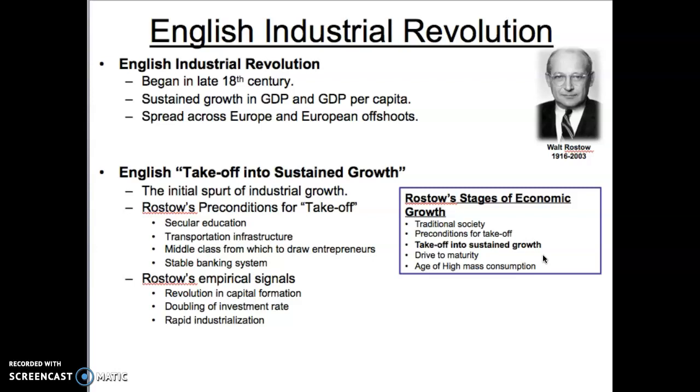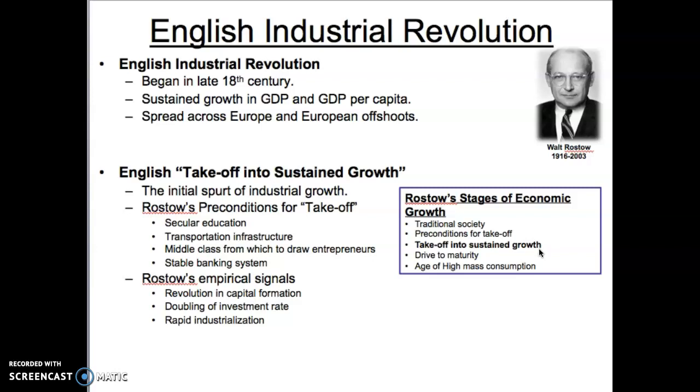So capital economies, every industrial revolution, are just that. They're adding more equipment, more ovens, and eventually they just can't get any more from that particular resource. So there's that drive to maturity. There's the age of high mass consumption. If you look at the US, for example, back in the late 1800s, early 1900s, we were in our industrial revolution. We had the preconditions for takeoff and we're moving towards sustained growth.